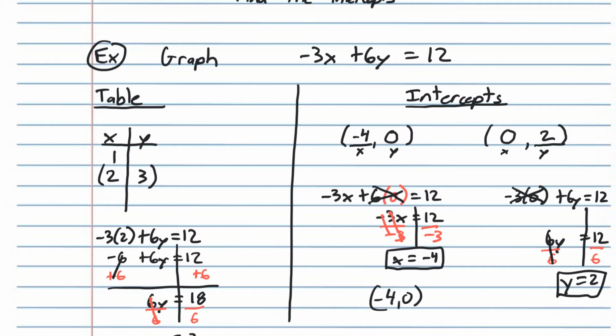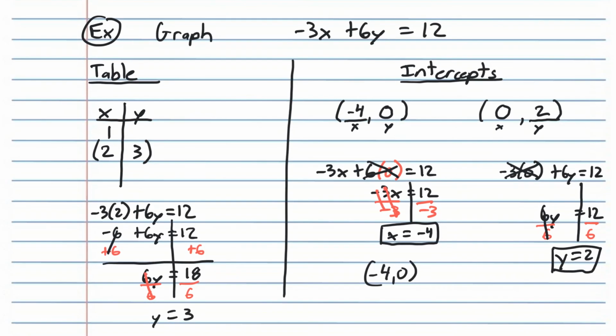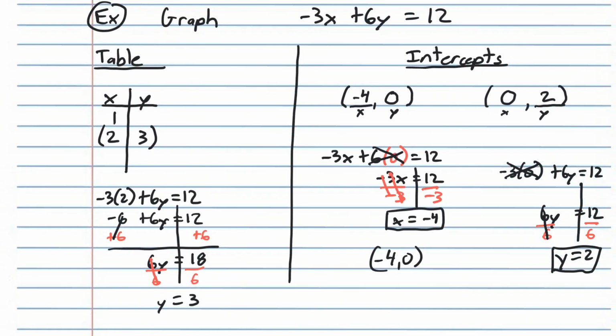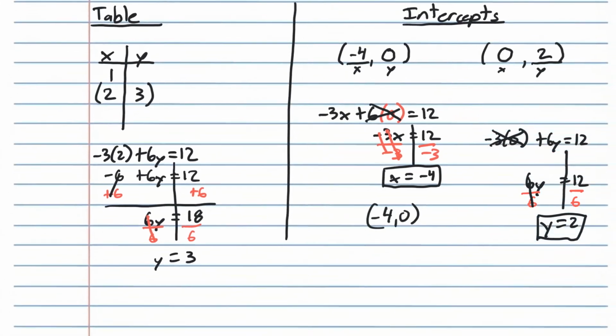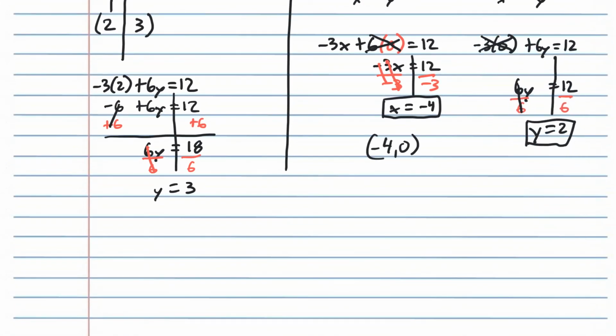And again, we only need 2 points to draw a line, so we're set. So now all we have to do is just draw a graph, plot those points, and then we're done. All right, so let me go ahead and draw a little graph.